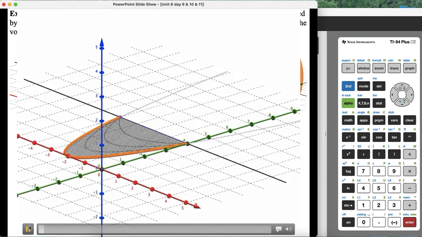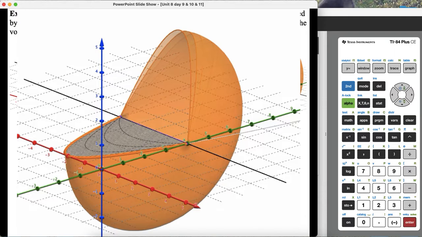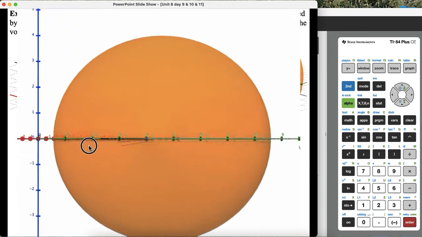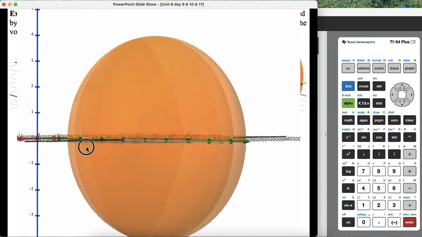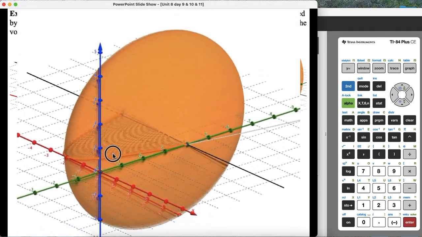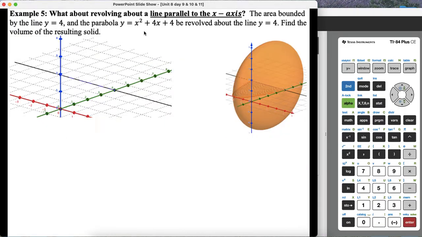So looking at revolving this about the line y equals 4, the line y equals 4 allows this parabola to come back to the y-axis. As we spin this, we might go down first, yeah, there we go. So we go down into the negative z, and then we go up into the positive z, and we create this shape that kind of looks like an M&M, or maybe a Skittle. I always seem to have this reference to food, but we have that nice solid M&M-looking shape.